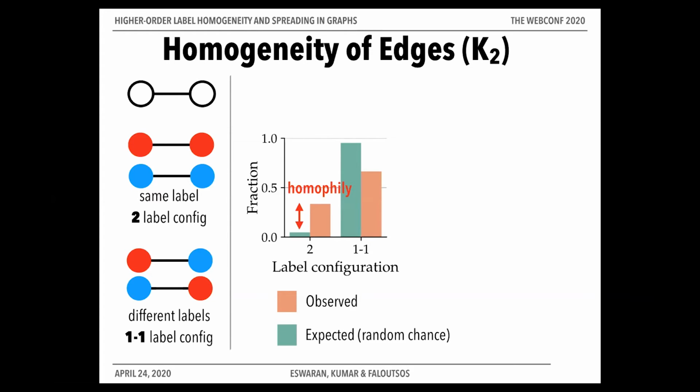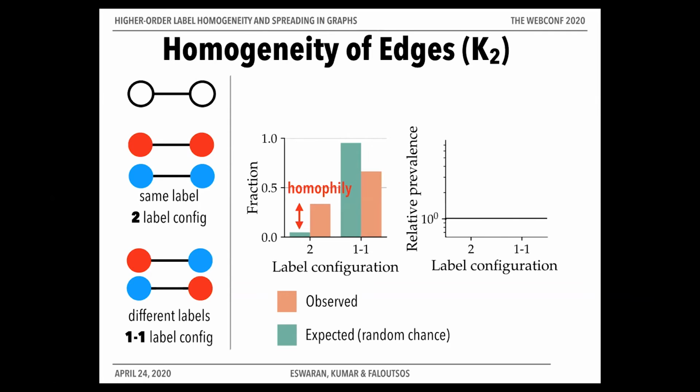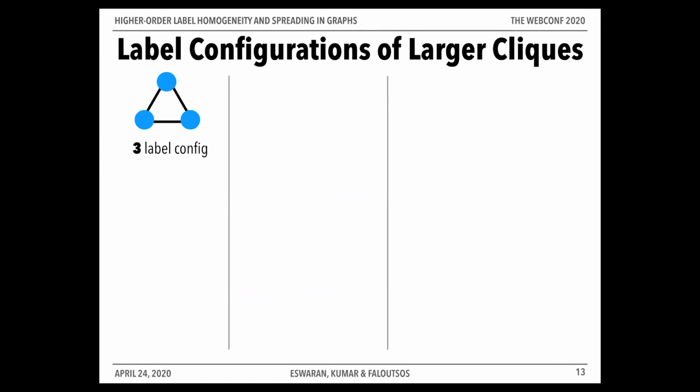In particular, the most homogeneous label configuration, where both incident vertices of the edge have the same label, is observed much more commonly than expected. When expressed in terms of relative prevalence, which is the height of the orange bar divided by the green bar, you can see that edges having the same label are 2 to 6 times more common than expected by random chance. And this idea of label configuration can be generalized to larger cliques as well.